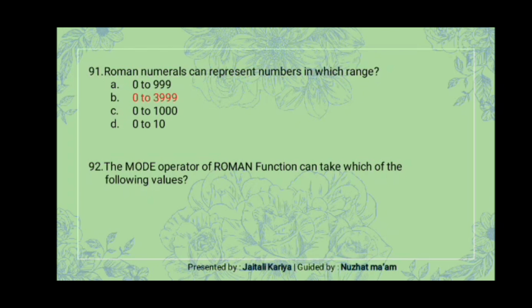92. The mode operator of Roman function can take which of the following values? A. 0, B. 1 or 2, C. 3 and D. Any of this, and the correct answer is D, that is any of this.